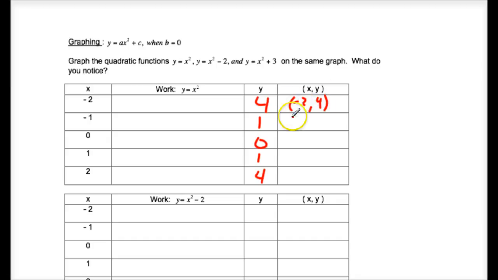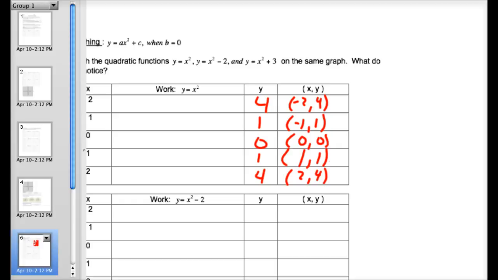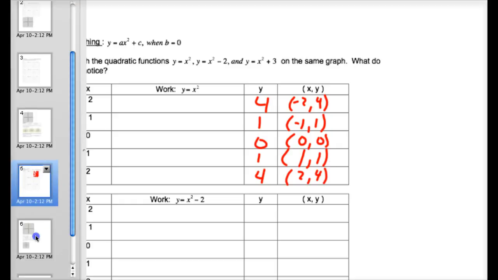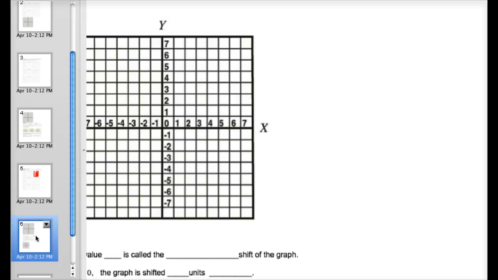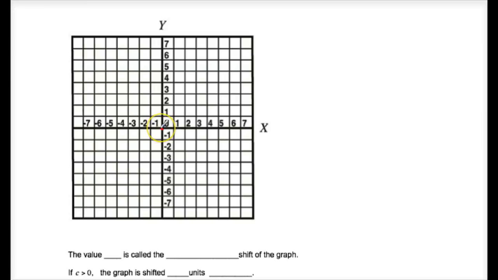-2, 4. -1, 1. The origin 0, 0. This is the parent function. And 2, 4. Okay, did you guys end up graphing this one? Go to your next page and see if we graphed it. Yeah, we put a star where we stopped. But did you guys graph it on that next page? We just didn't graph it. So here it is.